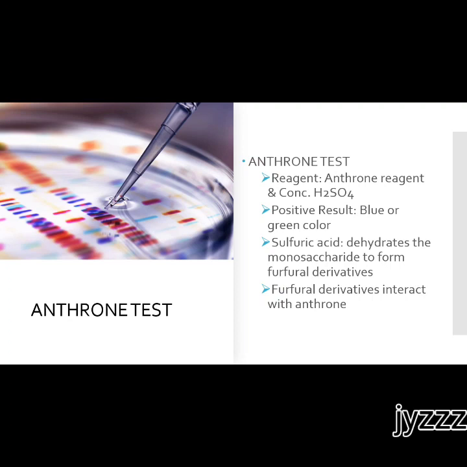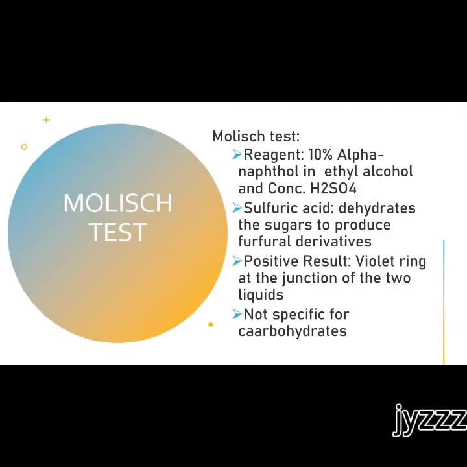Now you have your Molisch test. Again, this one is a general test for your carbohydrates, and again it uses a condensation method. Let's take a look at the reagents used in your Molisch test. You have 10% alpha-naphthol in ethyl alcohol and concentrated sulfuric acid. Your sulfuric acid here will dehydrate your sugar to produce furfural derivatives of your aldehyde.